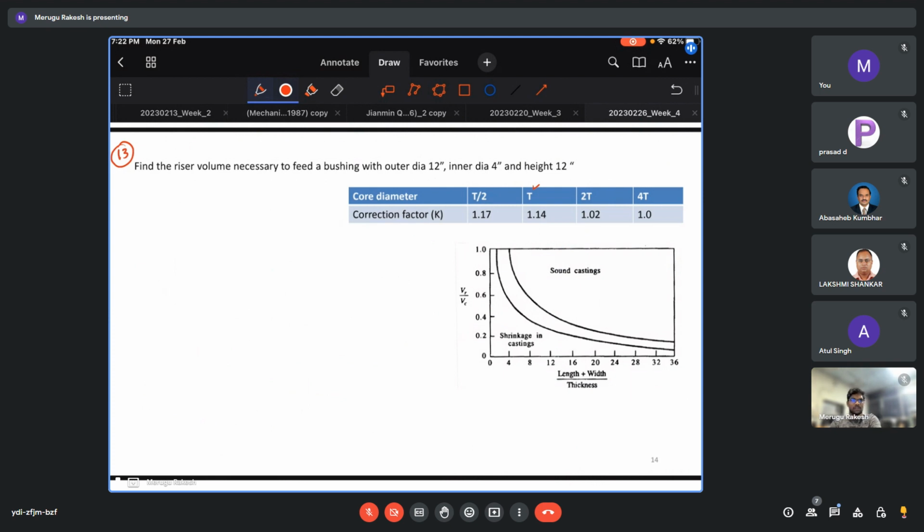Anyone with the answer? I have also explained this question earlier. We just have to multiply this correction factor to the thickness. So bushing is nothing but an annular cylinder.